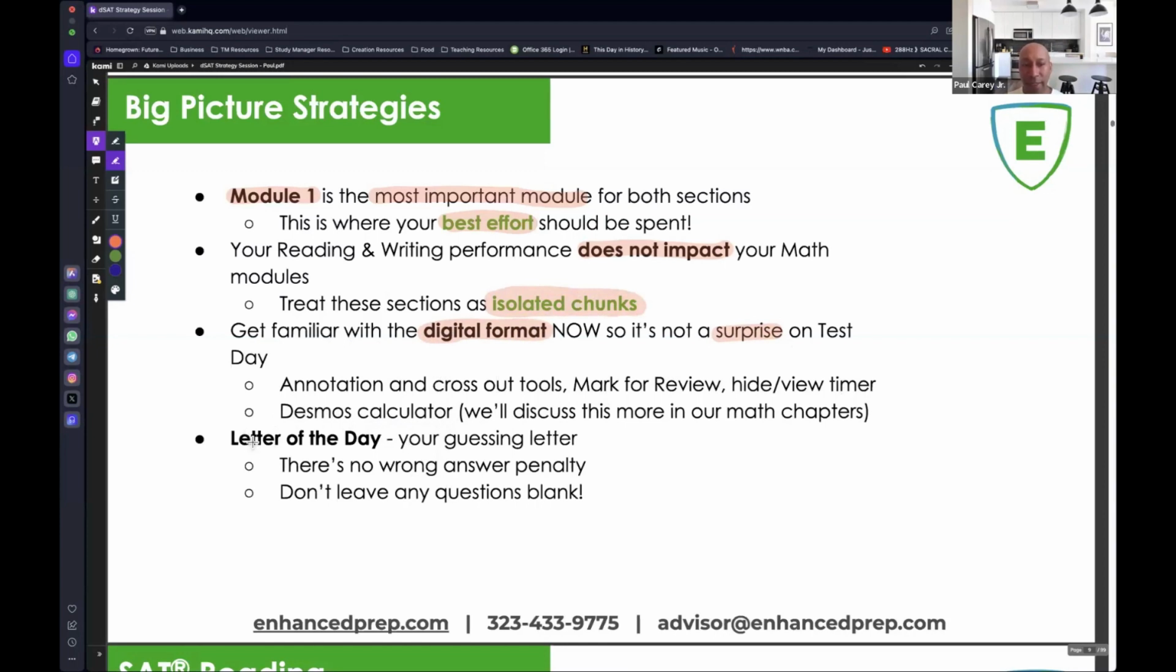One thing to keep in mind is if you're not sure about an answer, save those all to the end, and then you can always go back and just use letter of the day. Okay, so this is going to be your guessing letter. What letter of the day means is that you just choose one letter and then just go with that for the ones that you're not sure about. There's no penalty for wrong answers, so you want to make sure that you never leave anything blank. Okay.